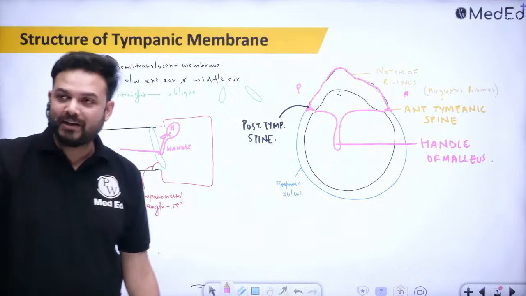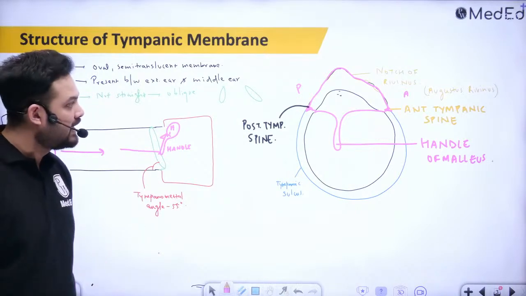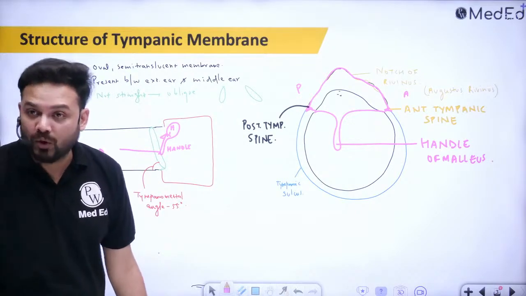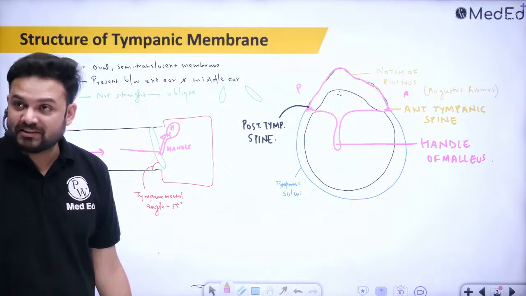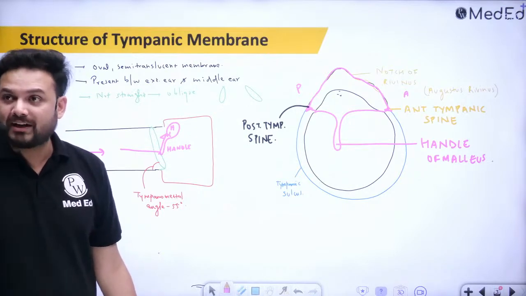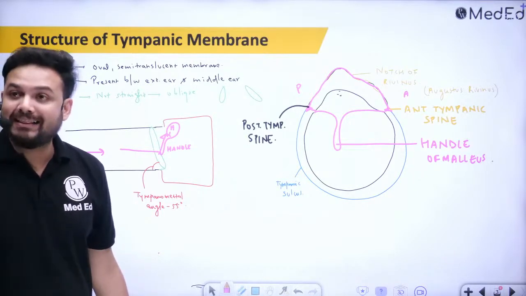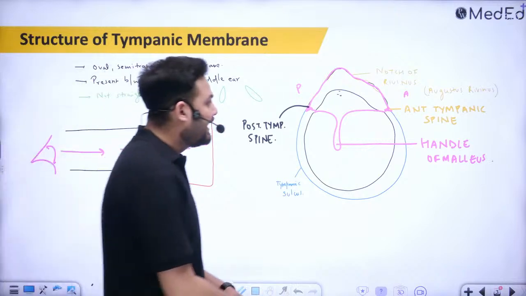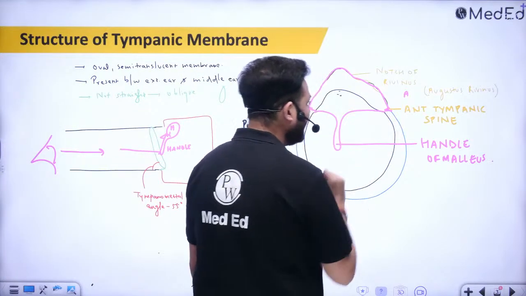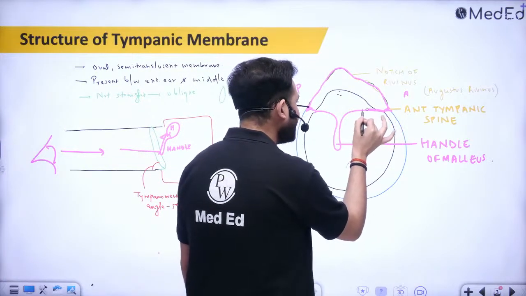अब क्या करेंगे? What exactly does this handle of malleus have? There is a fibrous fold. Fiber मतलब fiber का बना हुआ एक fold होता है. And that fibrous fold extends from the anterior tympanic spine and it attaches to the malleus.